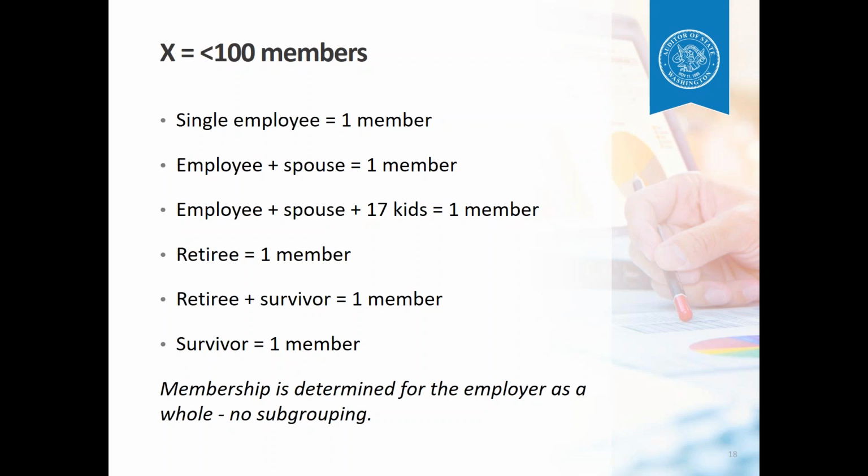Now, membership is determined for the employer as a whole, okay? No subgrouping. You can't say, gosh, I've got 150, I think I'll divide it in 2 groups of 75 and run the tool twice. No, that doesn't work because the results can be manipulated by the way you group people. So that can't be done. You have to look at the employer as a whole.